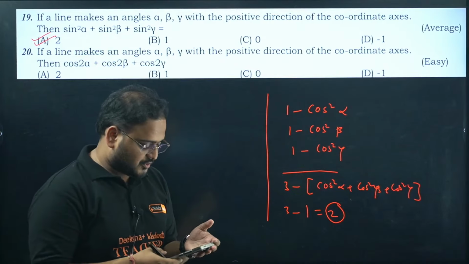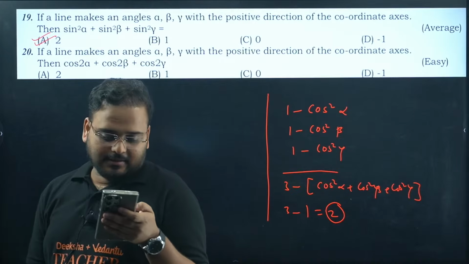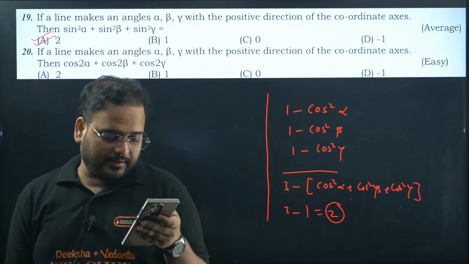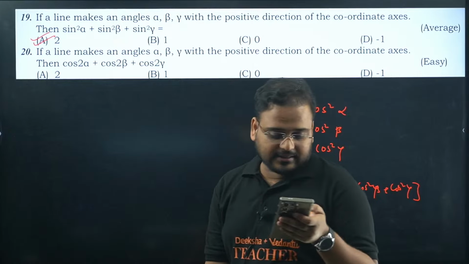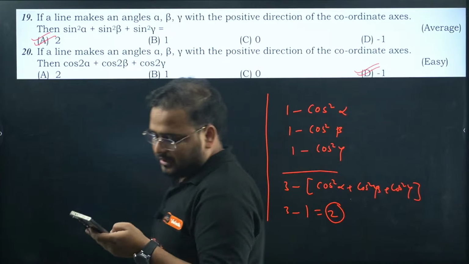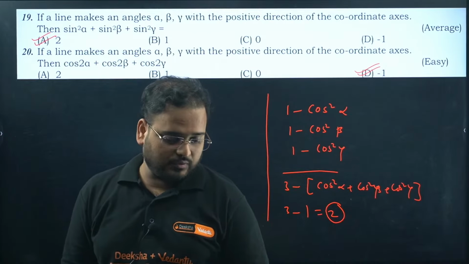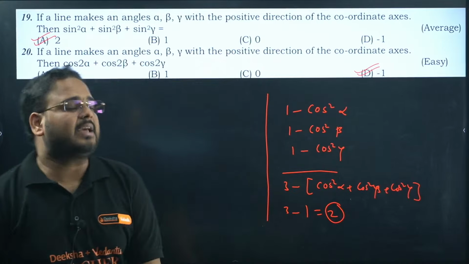Okay, chaliye. Yes, now the answers are flooded. Marudesh is also there. A. 19th is A, correct. 20th is D. That also is right. So everybody who got it correct, don't worry. I will also share the answer for the others who have tried but made a mistake. It's okay.